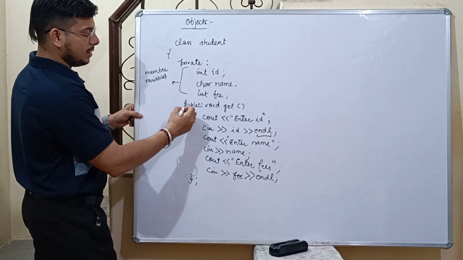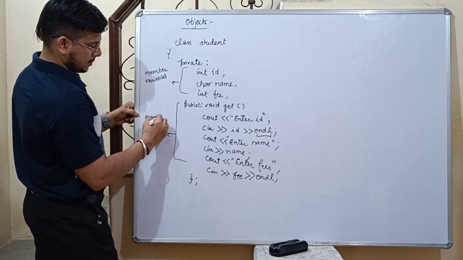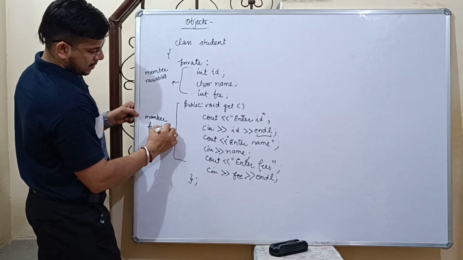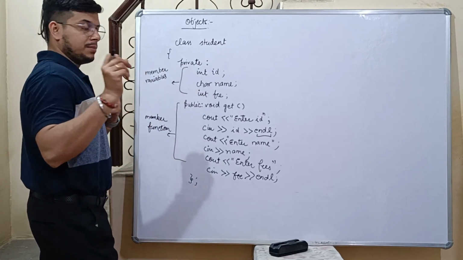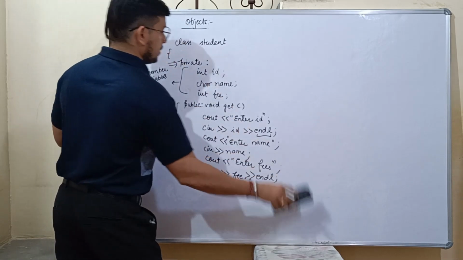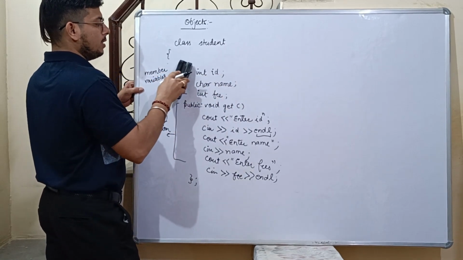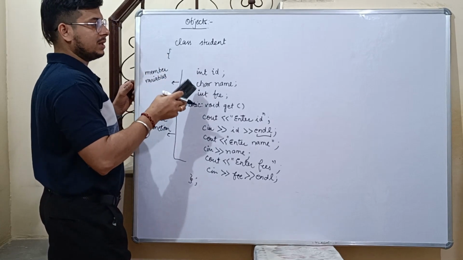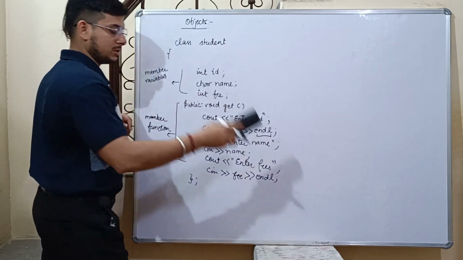This is the member variable and this is the member function to access these variables. Let me remind you, if I am not writing private here, by default these variables are private. This is the strength of object-oriented programming. I have explained it in the previous classes.